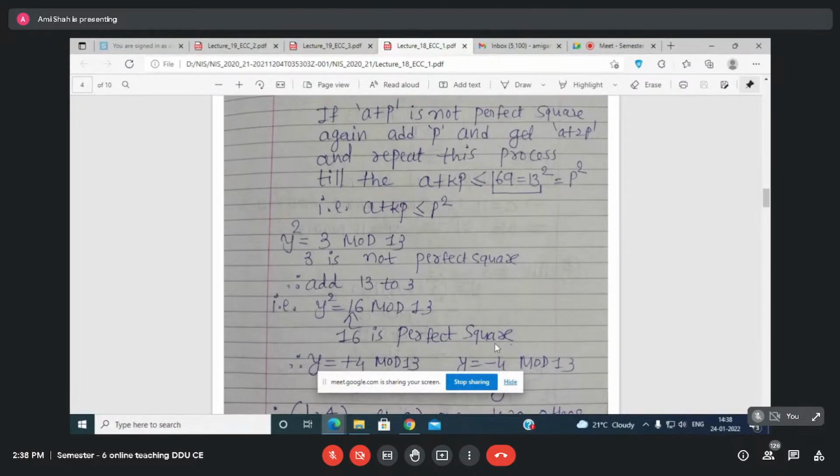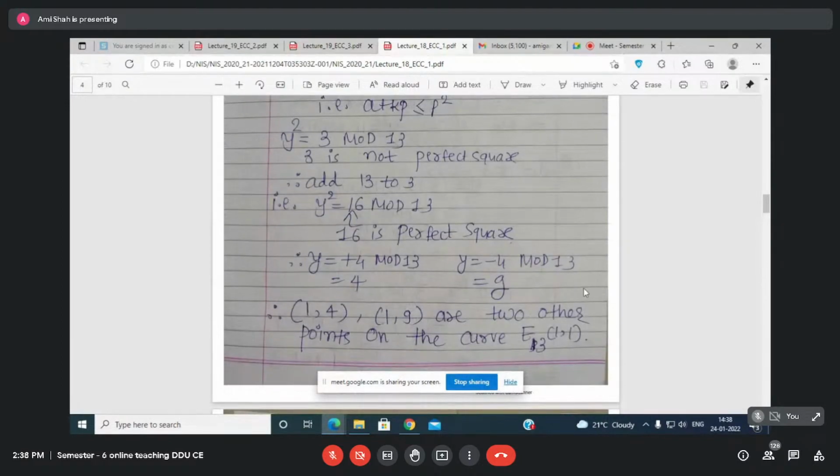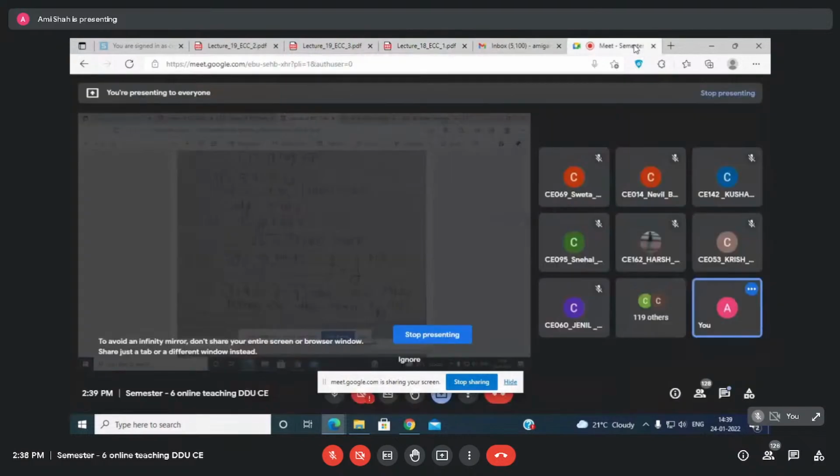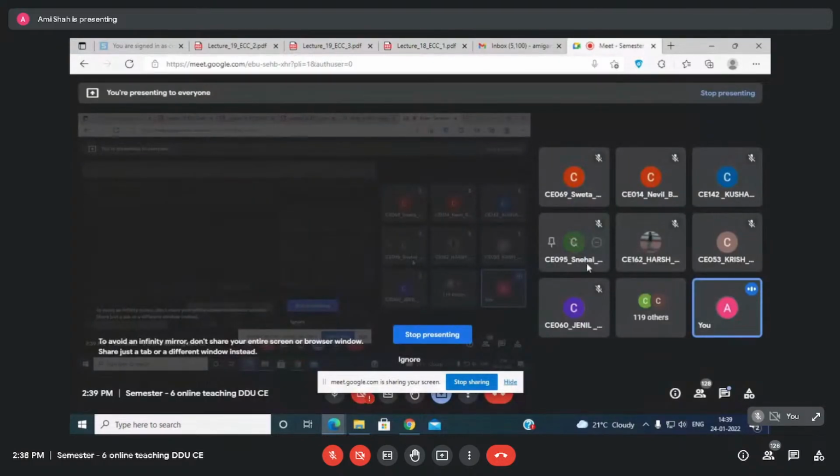So I have to check whether 60 is a perfect square or not. And if it's a perfect square, I am getting 4 and 9, right? So that means these are the two points over a curve that I am getting. This thing I have explained in the last class. Is it clear to you up to this, everyone?